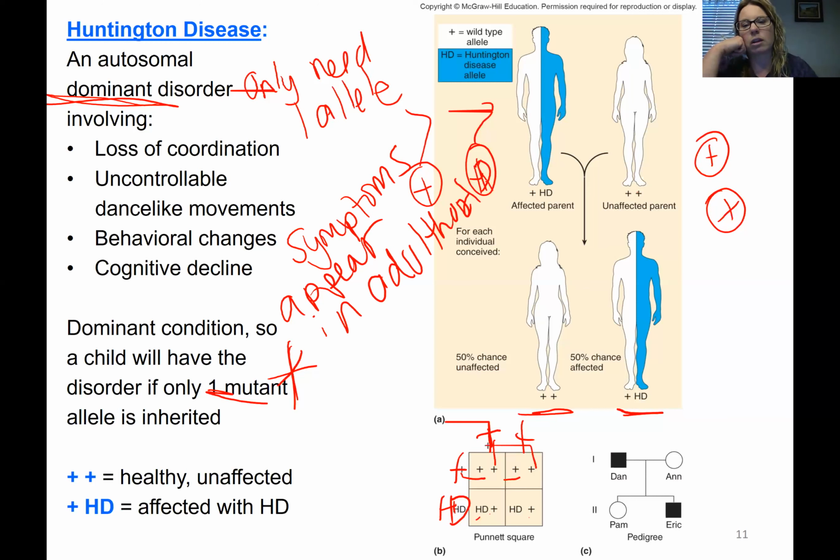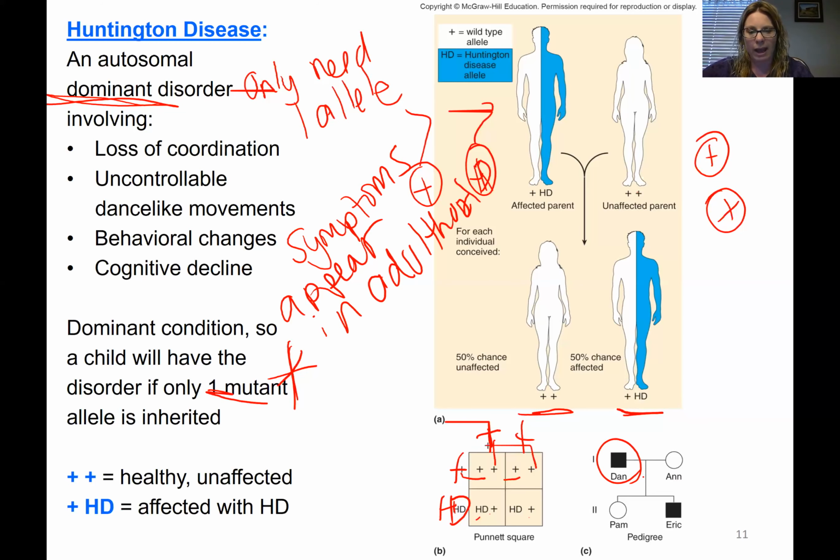Okay, so you may be thinking, well, if this is Dan, why did Dan have kids if he knew he had Huntington disease? Well, maybe he just wanted to take the risk and they really wanted to have kids anyway. But a lot of times a person may not know that they have Huntington disease because they don't have any symptoms until after they've already had children.